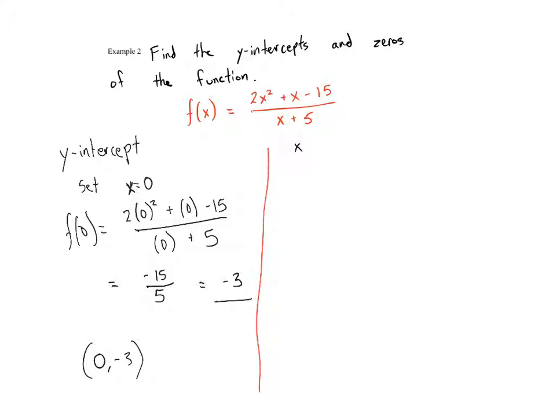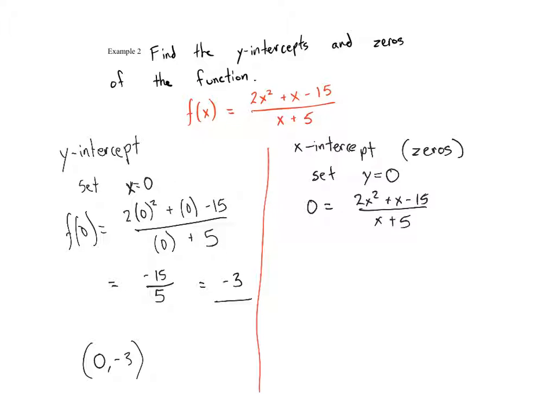All right, step 2, x-intercepts, our zeros. What do we do? We set y equals 0. So our f of x is 0. We leave our x alone. We're trying to find what x's get us a y equals 0. What x's get us a y equals 0?